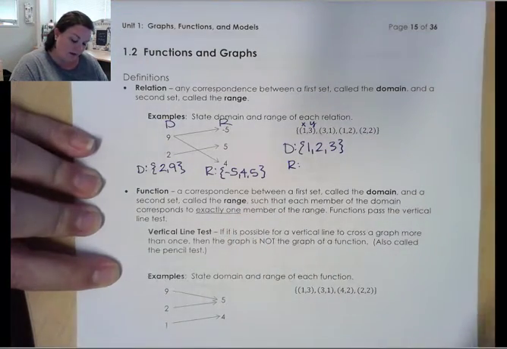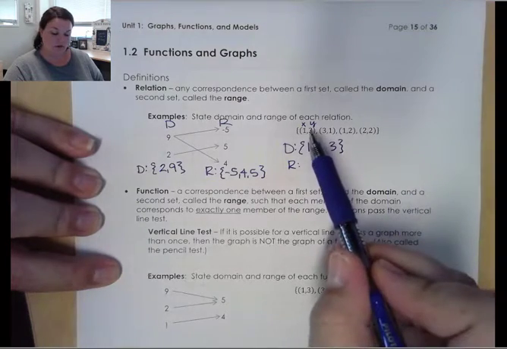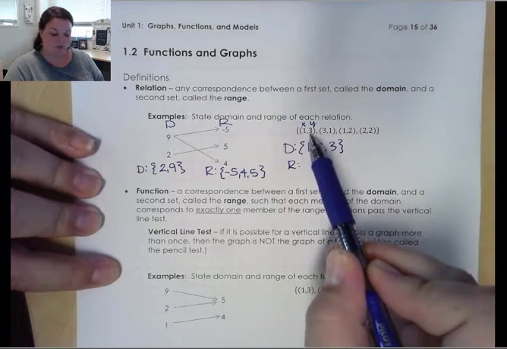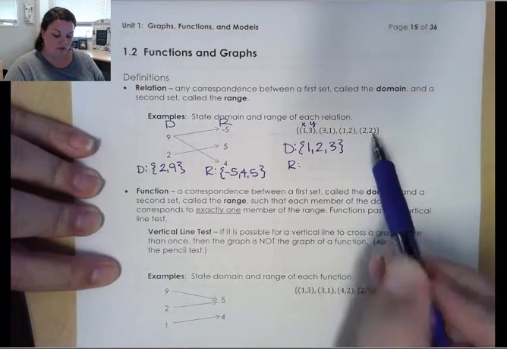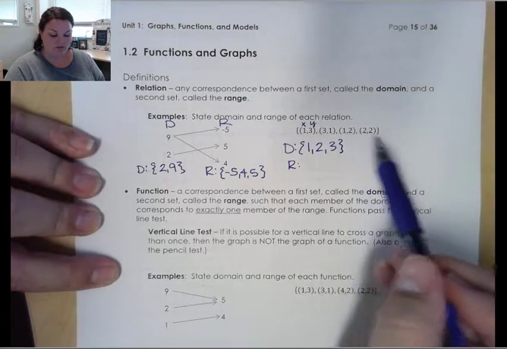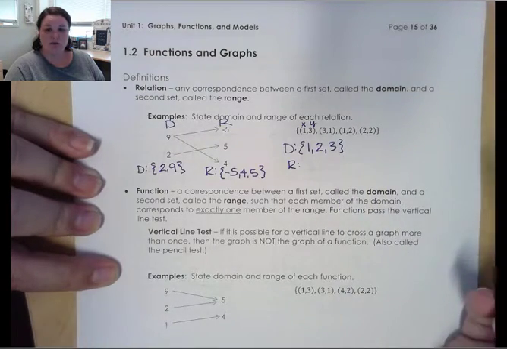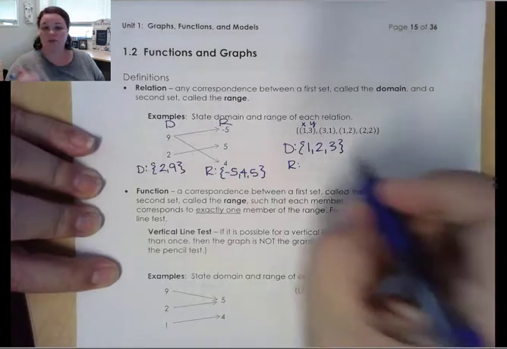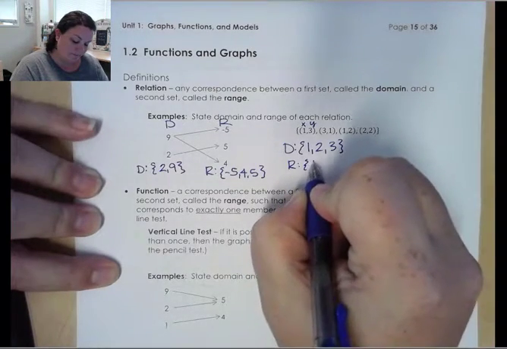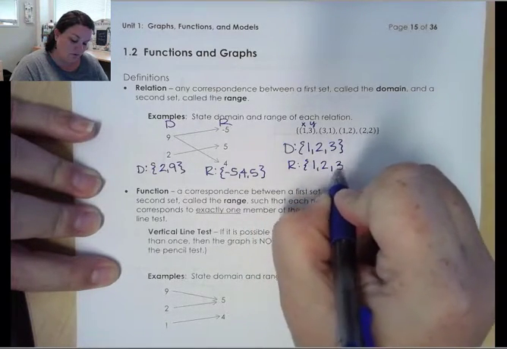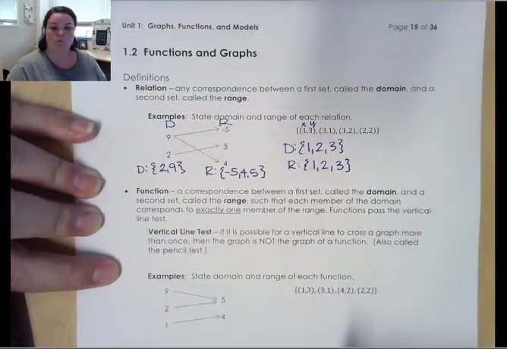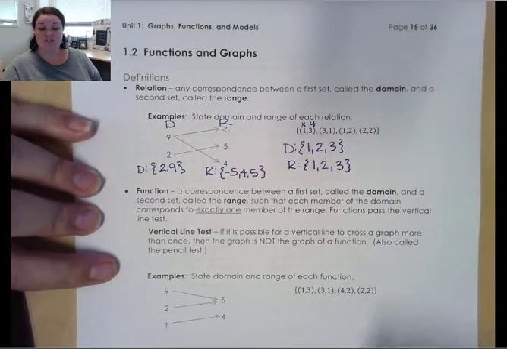Then for our range, we use our output values, which is our second coordinate. Here we have 3, 1, 2, and 2. We don't have to list the 2 twice. So 3, 1, and 2, and then we write them from smallest to largest: 1, 2, and 3. Okay, not too bad.